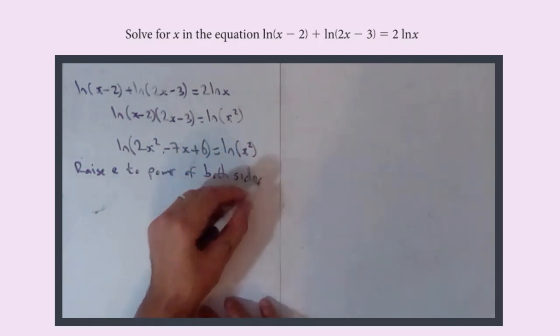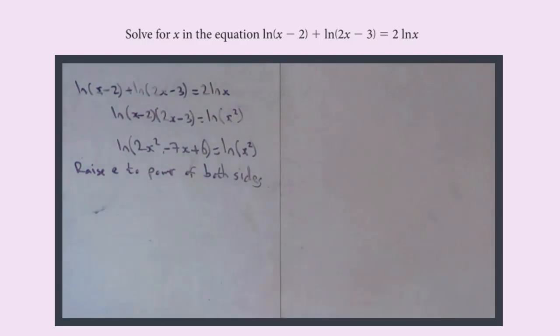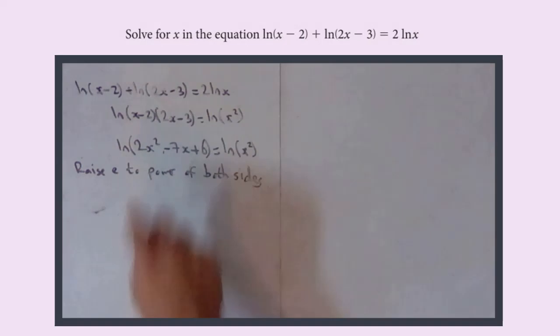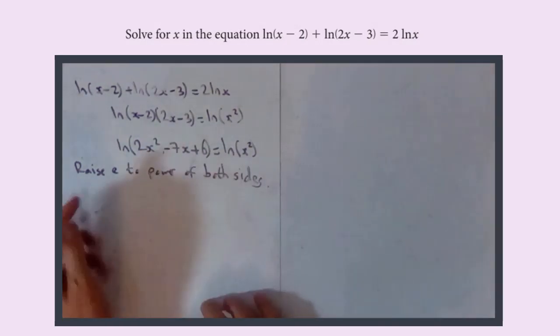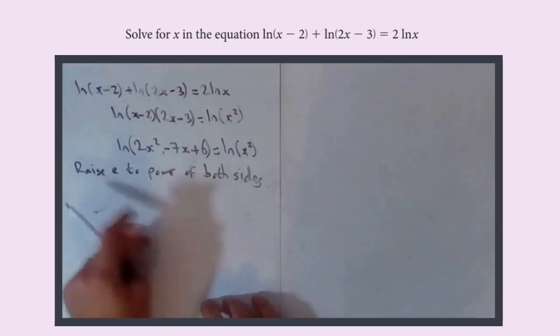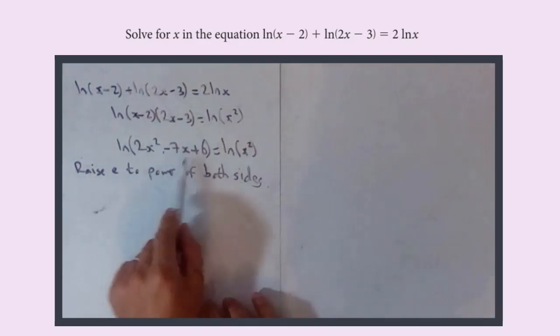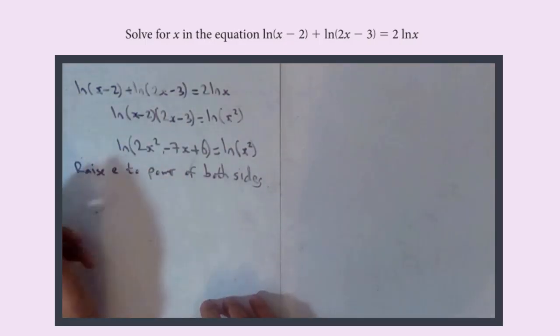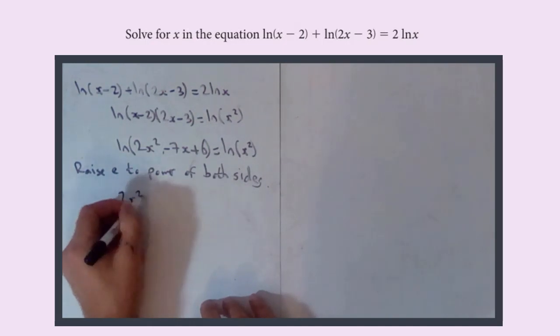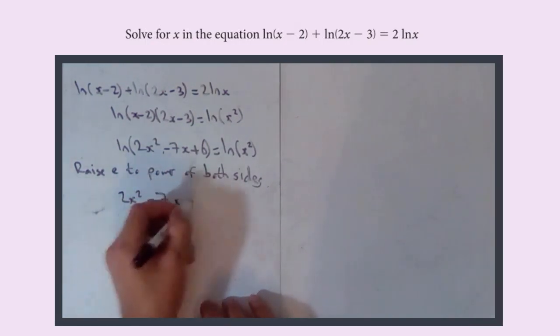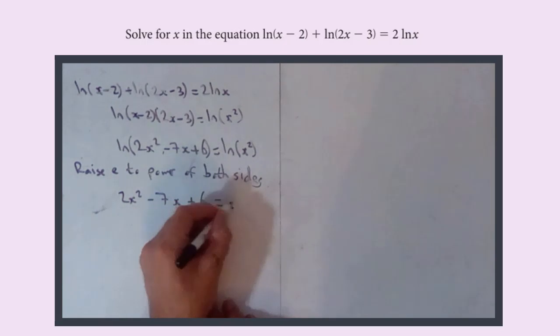And I'm actually not going to do that. I'm just going to forget the step that I have been showing. I'm just going to write 2x squared minus 7x plus 6 equals x squared. If you think about it, if we take a log of one thing equals the log of the other, then the arguments must be the same anyway. 2x squared minus 7x plus 6 equals x squared.